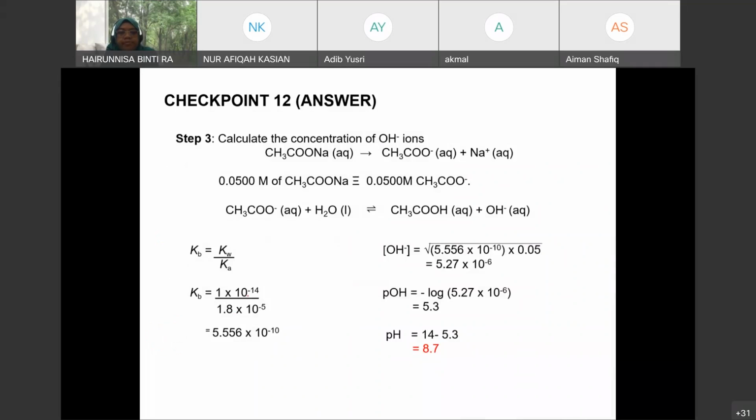After that, remember ni step yang mana tadi? Step yang untuk you dapatkan apa kita panggil tu? What is this? Salt dissociation.